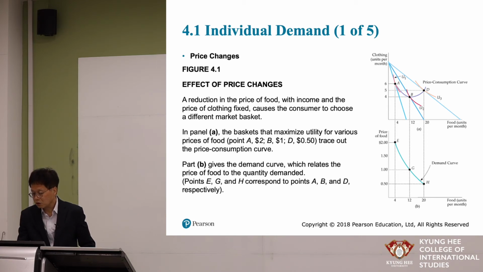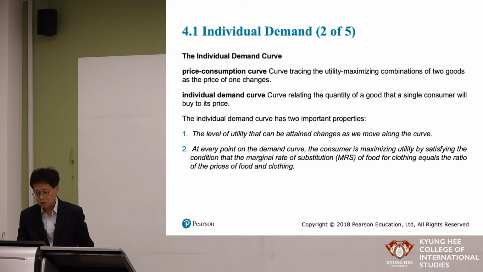At point A, utility level is U1. At point B, utility level is U2, greater than U1. And at point D, utility level is U3, higher than the utility level of U2, right? So the level of utility changes as we move along the demand curve, right?